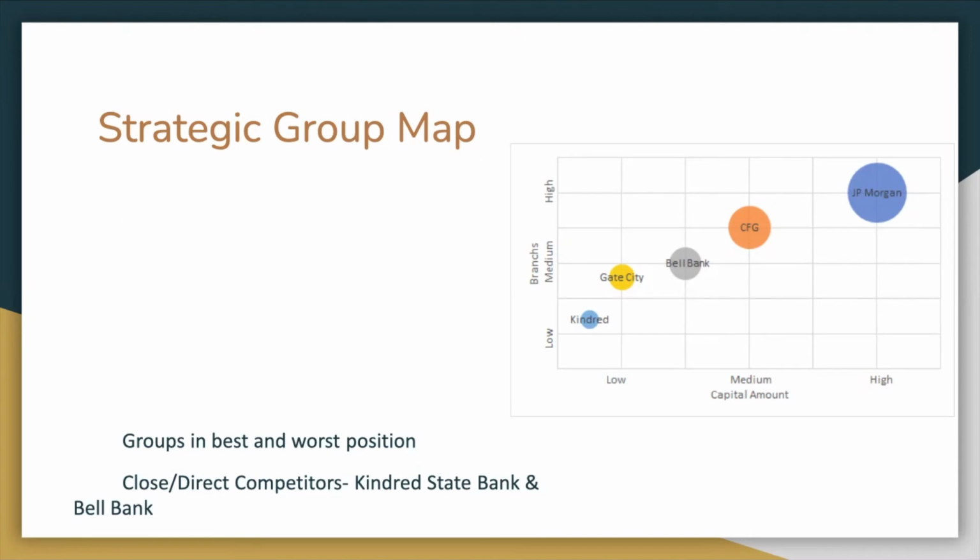JP Morgan and Citizens Financial Group are directly competing with each other. These two have a comparable number of branches as well as capital. The other major competitors in our group are Citizens Financial Group and Bell Bank. With Bell having a comparable number of branches and similar capital to Citizens Financial Group, they directly compete for business with one another. The strategic group that JP Morgan and Citizens Financial Group are in seems to have a larger profit pool than other banks in our strategic group map. These two institutions have more total assets than many other banks and are accessible to more people.